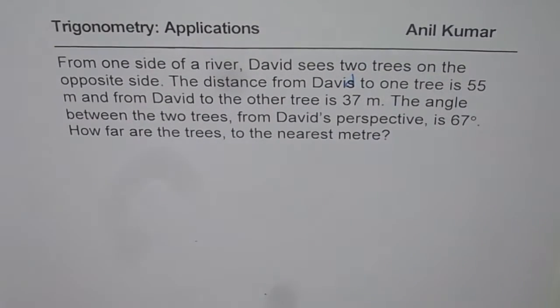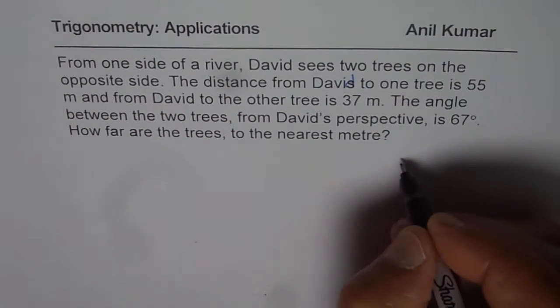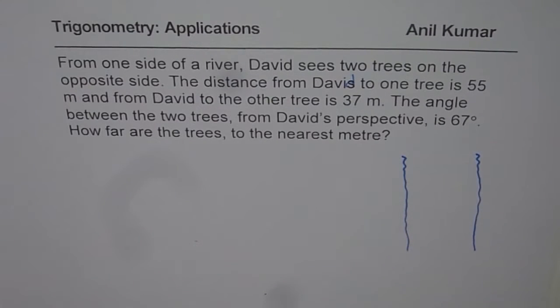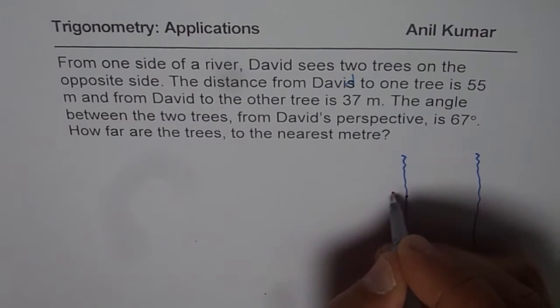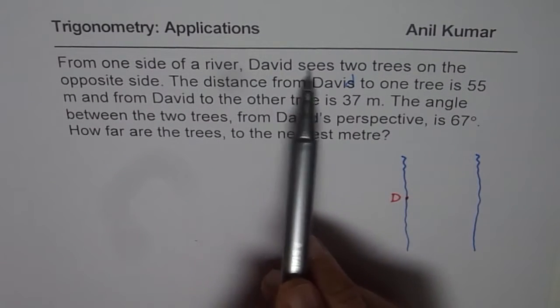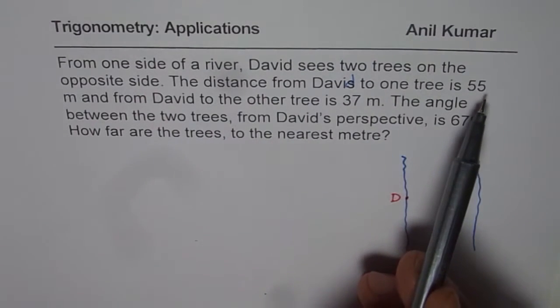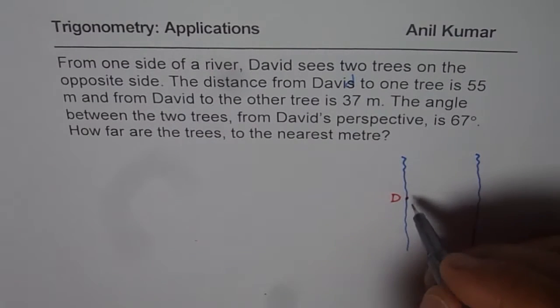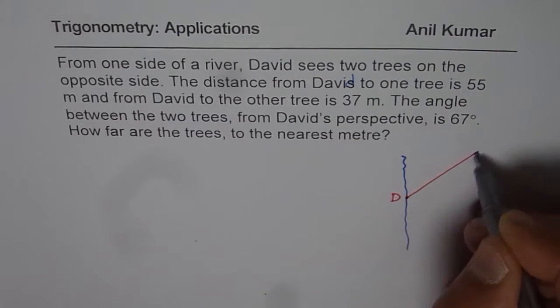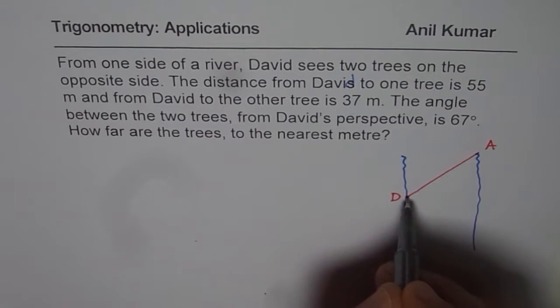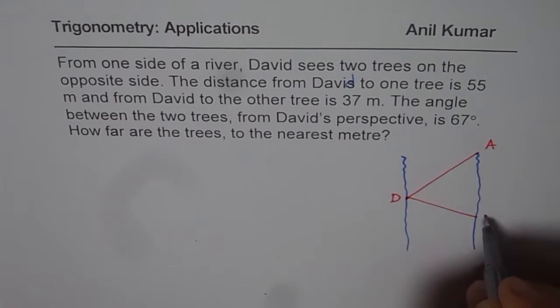David here. Okay. So whenever you read a question, try to sketch a diagram and then solve it. Let's say this is the river and David is on the left side. This is the position of David. Let me call this D. Now it says David sees two trees on the opposite end. The distance from David to one tree is 55 and to the other is 37. So let's say this one is far away, so let us say this is A, and the other one is slightly closer. We'll call this B.